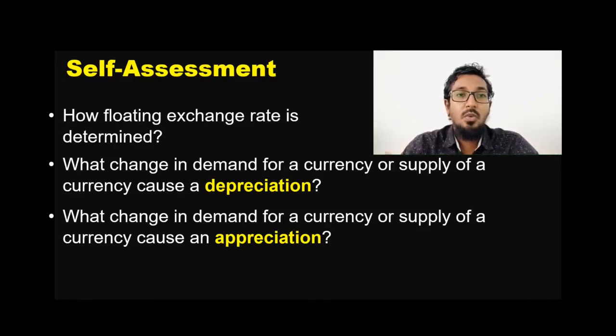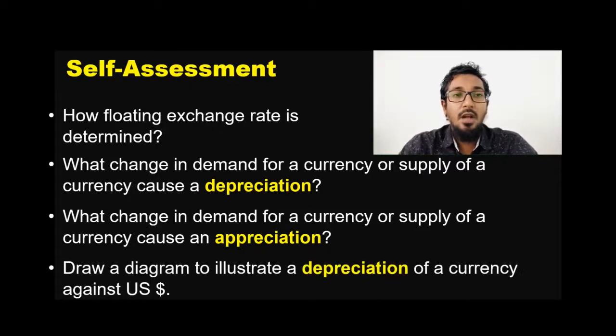In these two questions, you just mention the changes to the demand and supply. You don't have to write the causes that change the demand for the currency or the supply of the currency. That is a topic that we will discuss later. And the final question is, draw a diagram to illustrate a depreciation of a currency against the US dollar. Make sure you label it correctly and draw only one diagram to illustrate this depreciation of a currency against the US dollar. Here is the end of the lesson.